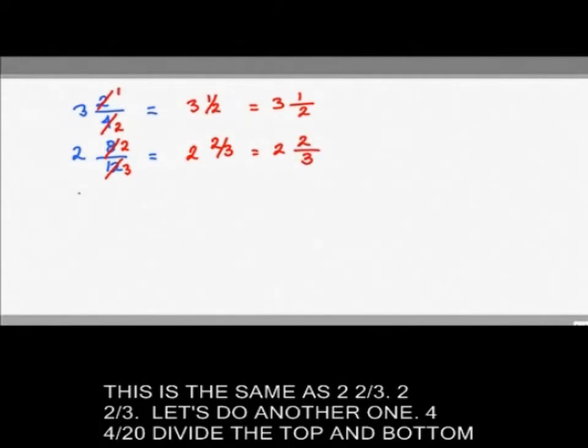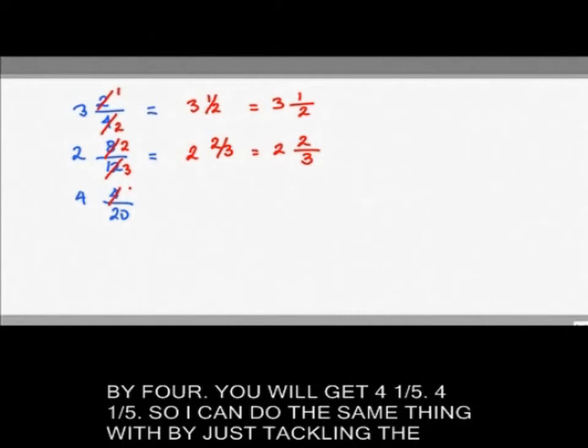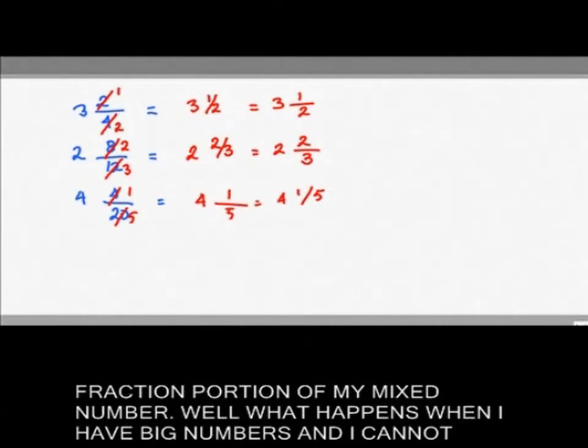Let's do another one. 4 and 4/20. Divide the top and bottom by 4. You will get 4 and 1/5. So I can do the same thing by just tackling the fraction portion of my mixed number.